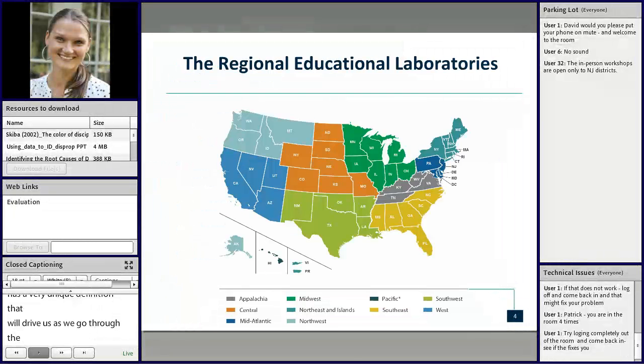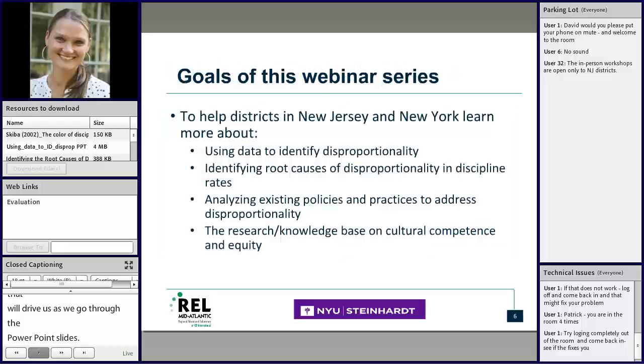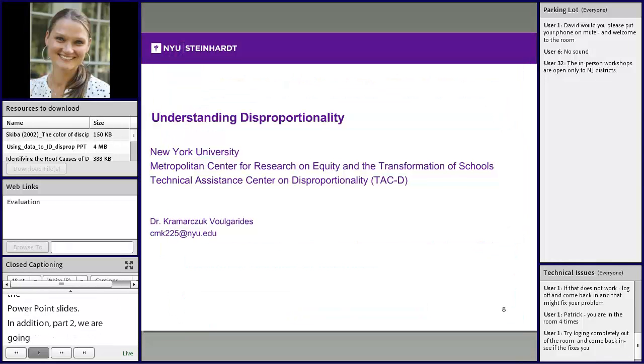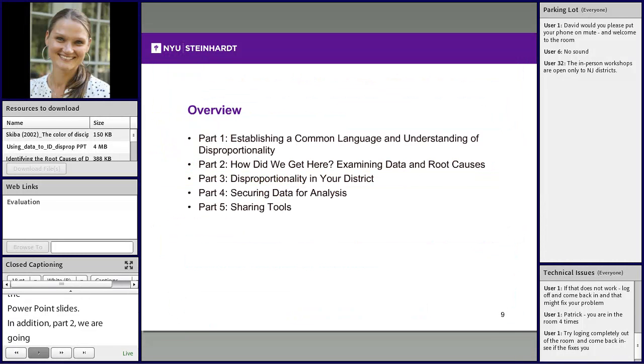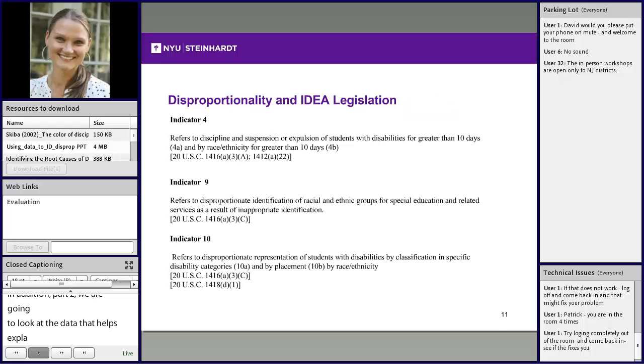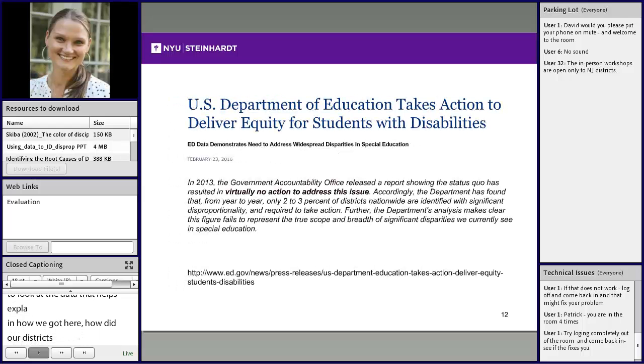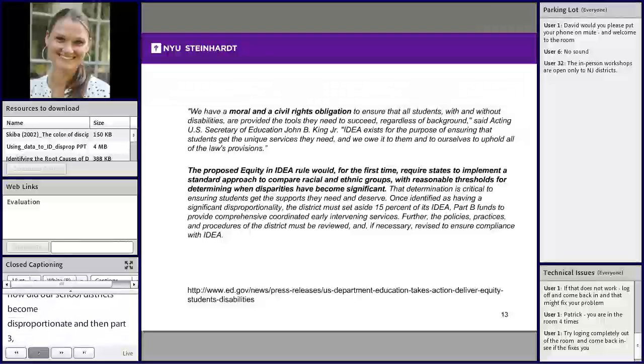In addition, part 2, we are going to look at the data that helps explain how we got here. How did our school districts become disproportionate? And then part 3, we will be talking about disproportionality in your district specifically and thinking about the different data points and the different metrics that you can look at and analyze and try to determine what some of the root causes might be that's contributing to the issue in your district.